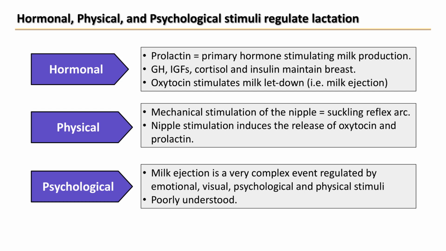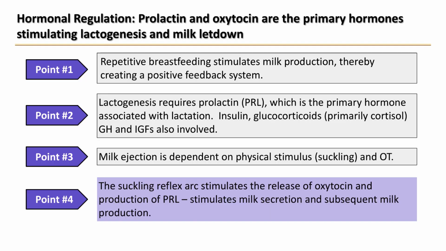Mechanical stimulation of the nipple will lead to the suckling reflex arc. Again, another positive feedback loop very similar to the Ferguson reflex arc. Nipple stimulation will also induce the release of both oxytocin and prolactin. Milk ejection is very complex, and we know that it's regulated not only by physical and hormonal cues, but also due to emotional, visual, psychological, and physical stimuli. It is, from a psychological perspective, poorly understood. So prolactin and oxytocin work in concert to stimulate lactogenesis and milk letdown.